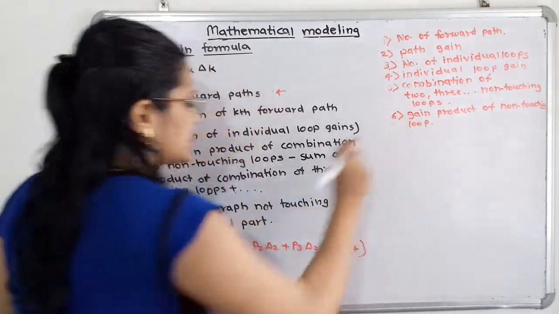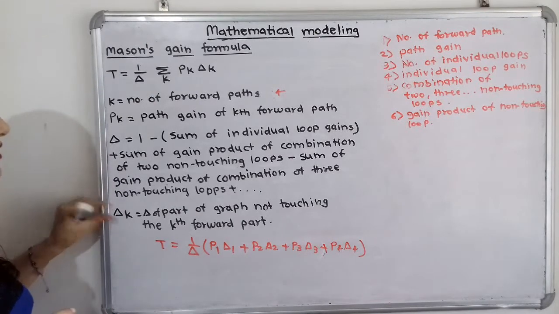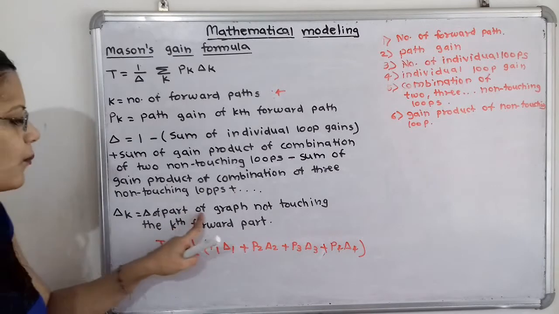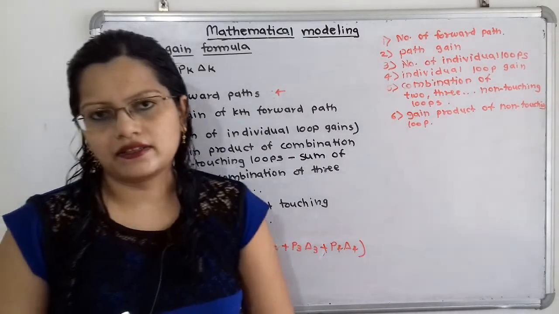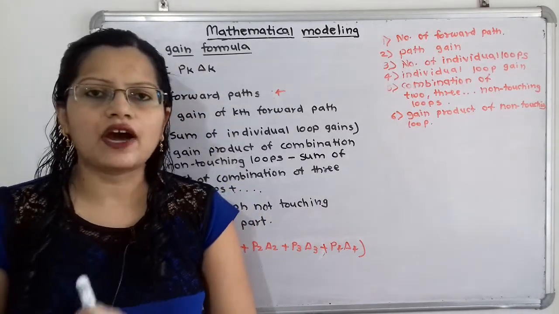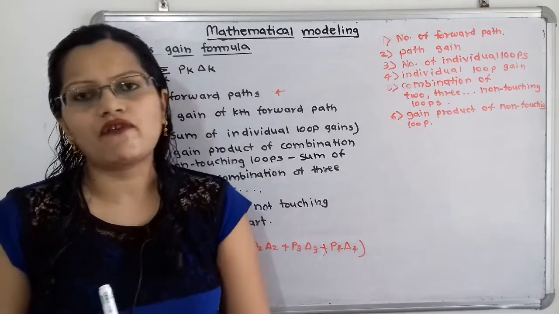So this is the sixth point that we have to find out. Then next is delta k. So what is this delta k? That is delta of the part of the graph not touching the forward path. So suppose there are 4 forward paths. Then we have to find out how many parts of the graph are not touching the forward path.